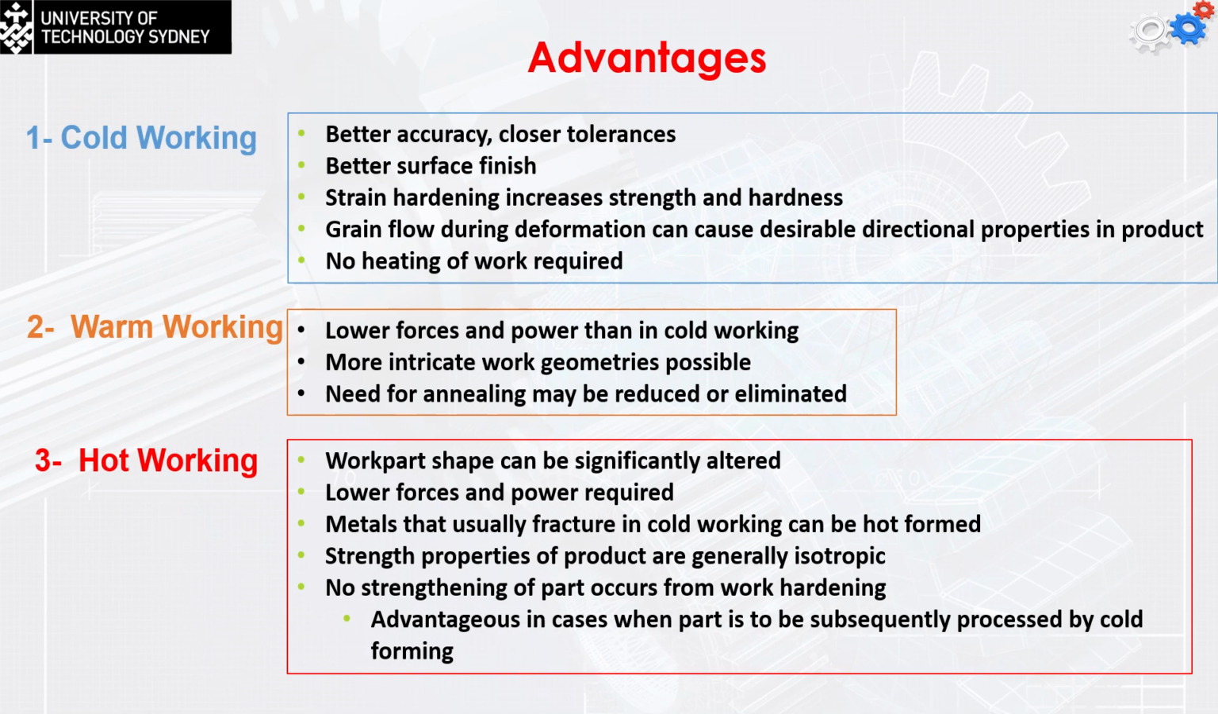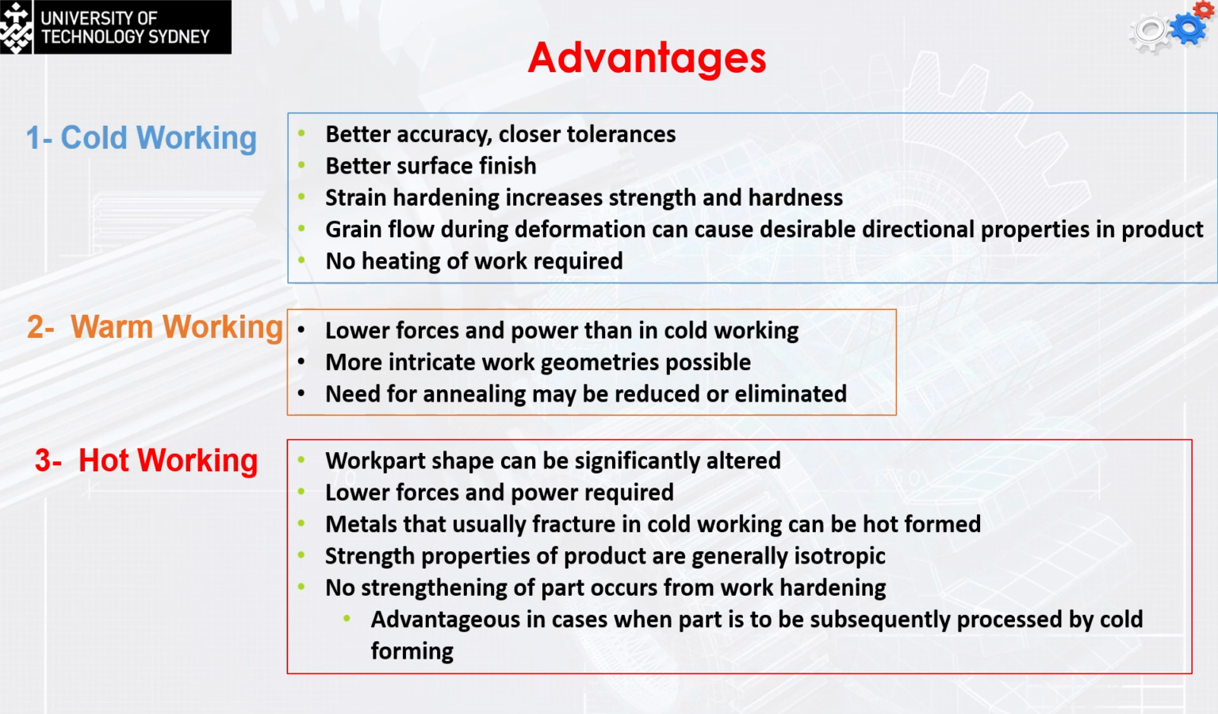The advantage for each one is, for the case of the cold working, we're going to have better accuracy and closer tolerances, because the part is not going to change in size due to temperature changes. Better surface finishing, of course. Strain hardening increases the strength and the hardness of the part, and the grain flow during the deformation can cause desirable directional properties in the products, and no heating of the work is going to be required. But we may need heat treatment.